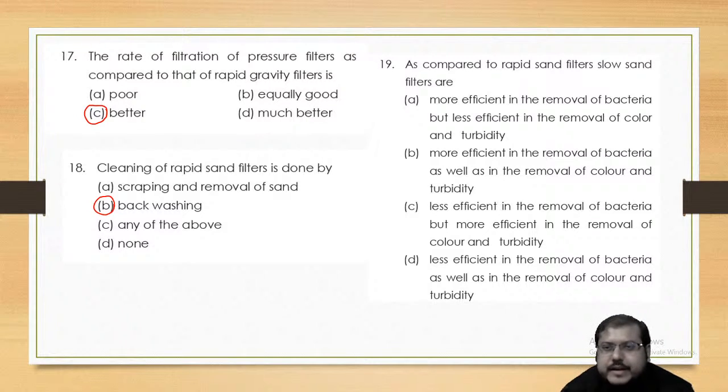More efficient in the removal of bacteria as well as in the removal of color and turbidity. A and B is almost the same statement. Let's see. Less efficient, no. Less efficient, no. So which will be better? Efficiency of slow sand filter is always higher than rapid sand filter. In any case, option B.